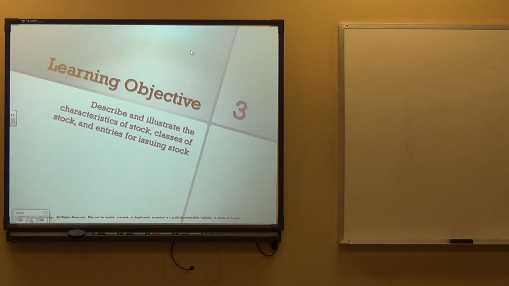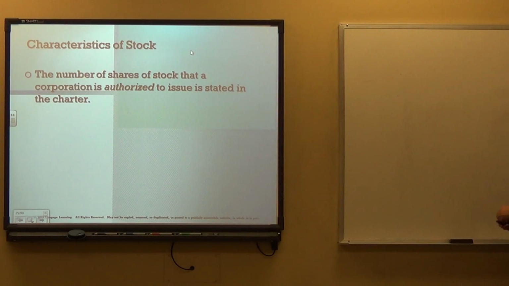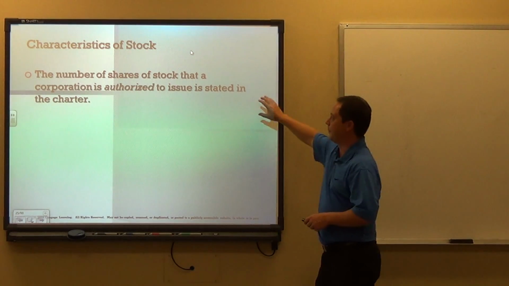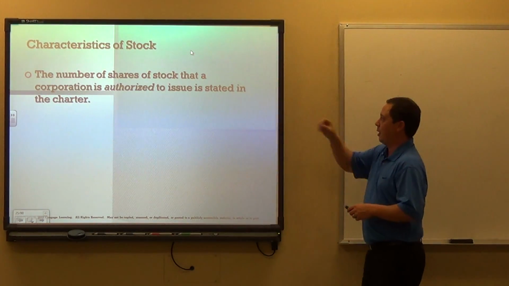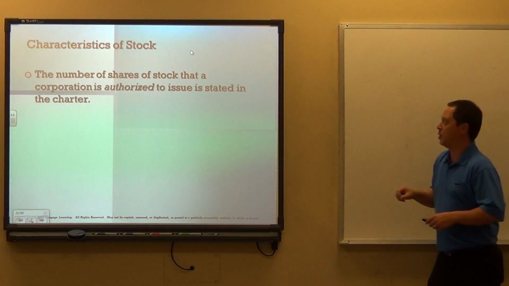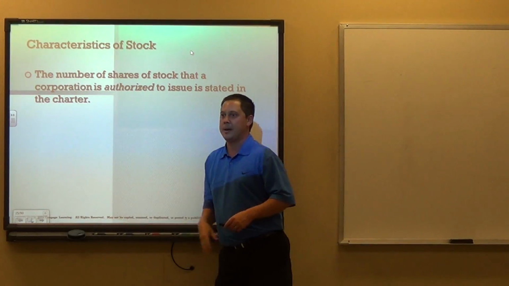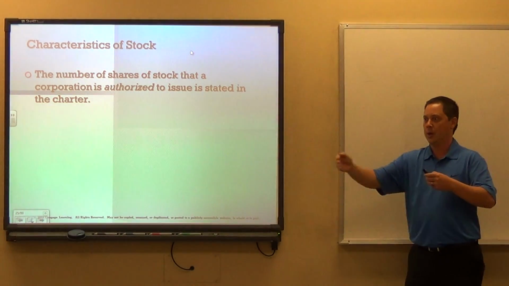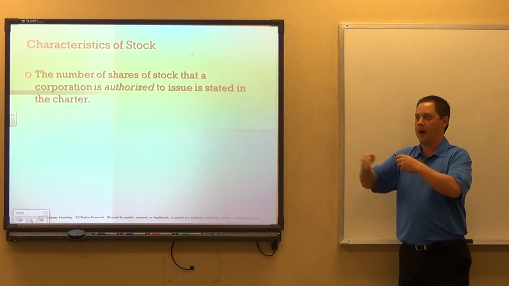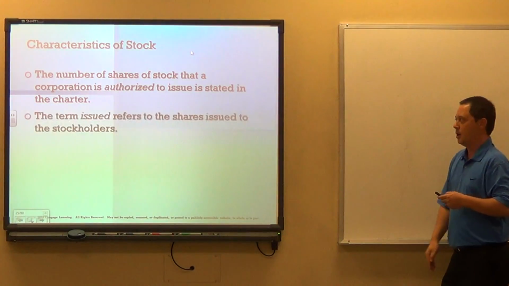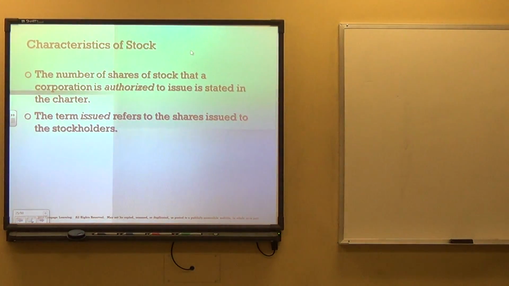All right. So next, we're going to talk about the different classes. Remember I said there was one class we just looked at, common stock. We're going to talk about some other things here. The number of shares of stock that a corporation is authorized to issue is stated in the charter. So there may be a certain amount that they're authorized to issue. That's what they talked to the state about. Maybe it's 1 million shares. But it doesn't mean that I issue all of them. I may hold some of those back for us.